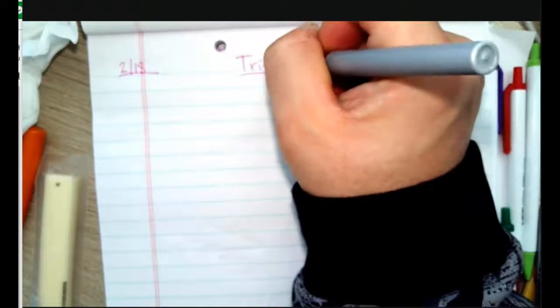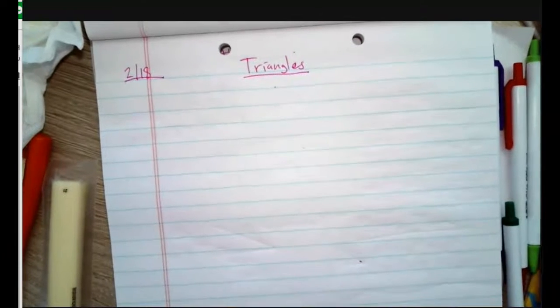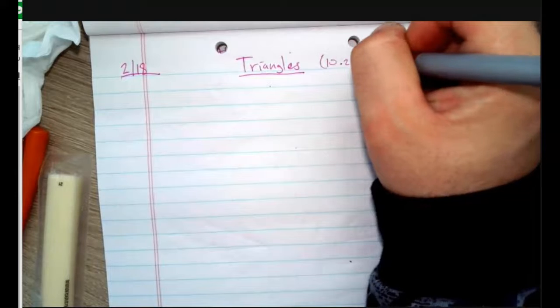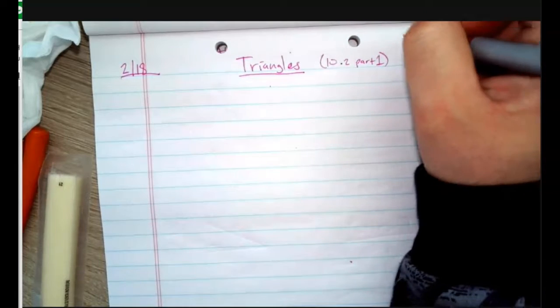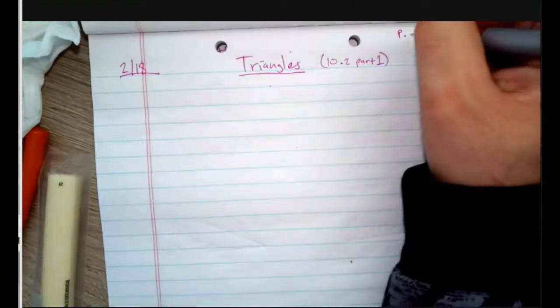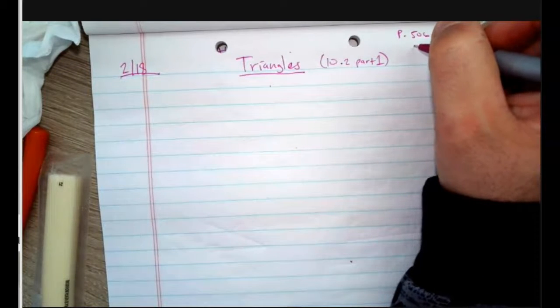So we are looking at the assignment from today. Today's February 18th. Very generically titled triangles, in particular dealing with side lengths and angle measures. This would be from section 10.2, part 1 is what the notes are titled. The problems I'm asking you to do are on pages 506 to 509. It's like 12 problems. Some are a little bit of a pain and some are not. 1 through 9 odd.